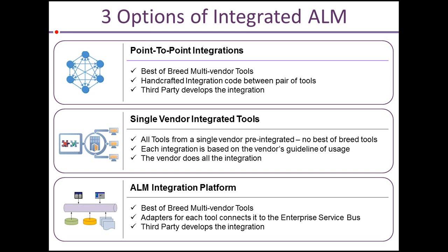Now, when we decide that, yes, we want to do integration, what are my options? The first option is actually the most popular one. It's a point-to-point integration. In a point-to-point integration, you connect every pair of tools by hard-coded integration code. Now, the good thing is that it supports best of the breed multi-vendor tools. But the problem is it's very complex, because it's in the order of n squared, where n is the number of tools.